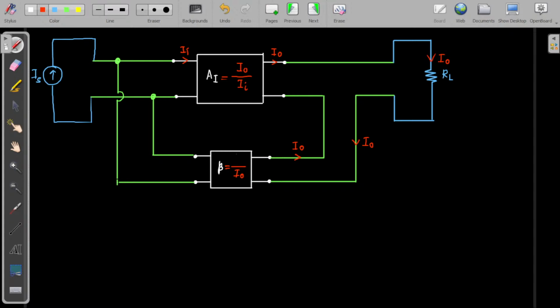Okay, now what is at the input? It is a shunt connection. Shunt connection means the current will come from here too. So that means the total current coming from here is IS. That current will be divided into two parts, IF and II. This IF will flow here and the return current will also be IF. So at the output of the feedback element you have the IF current. So beta is IF by I0.